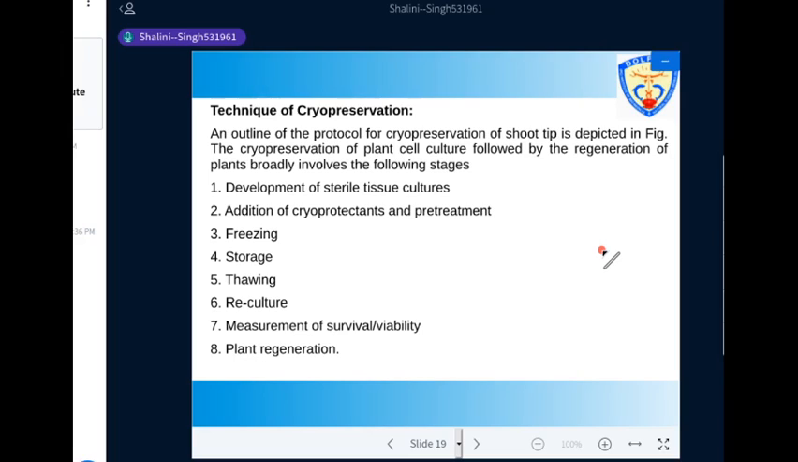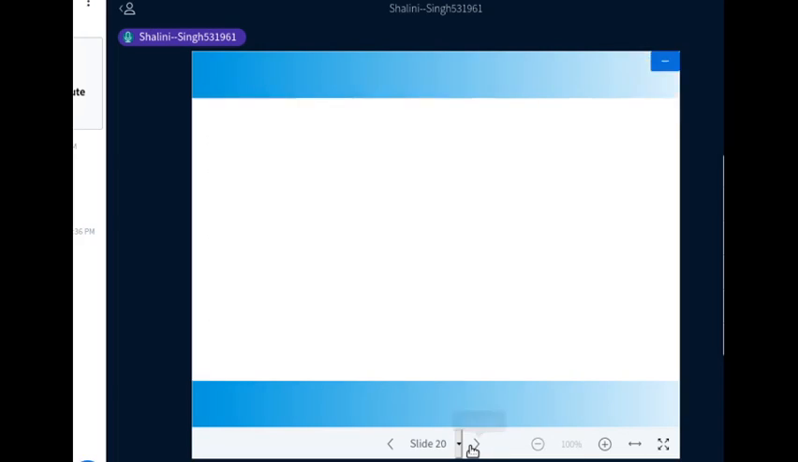First is development of a sterile tissue culture. Second, addition of cryoprotectants or pre-treatment with cryoprotectants. Number 3, freezing. Number 4, storage. After that, thawing, reculture, measurement of survival or viability, and lastly, plant regeneration.